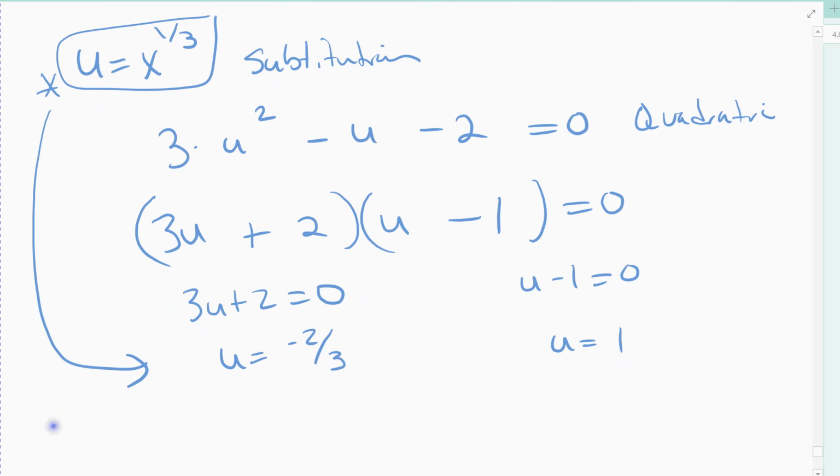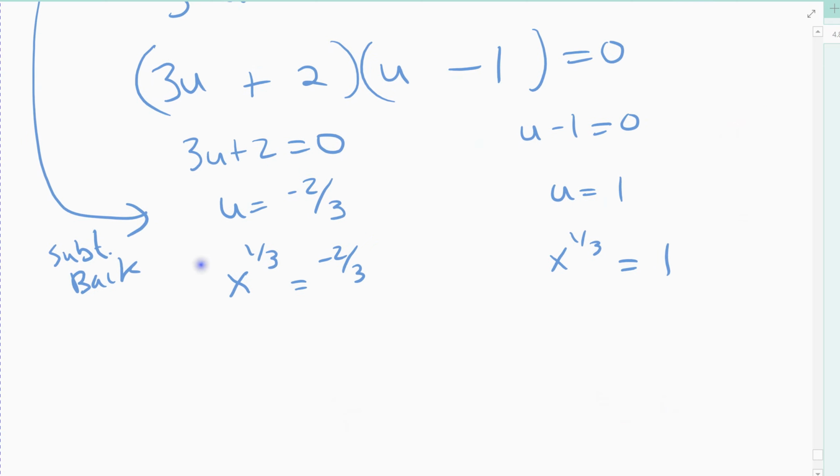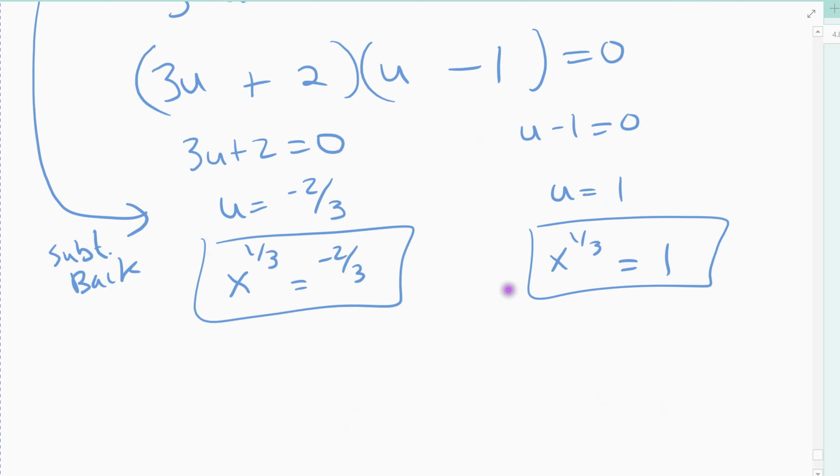Now I've got to substitute back to get back to my original expression. And so now I'm going to replace my u's with x raised to the 1/3 power. All right, so now I've got these expressions I need to solve. I'm not done yet. Now I just have 2 of those simpler equations that we were solving in the previous examples. So I have x^(1/3) equals negative 2/3, and x^(1/3) equals 1.